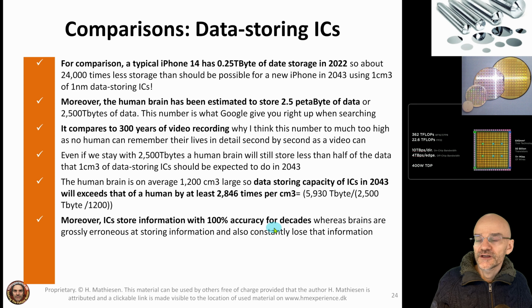And then there's the other thing about storing stuff in ICs instead of storing stuff in a brain. An IC stores information with 100% accuracy for decades. Not one bit of information is lost. Not one bit. Whereas brains are grossly erroneous at storing information. You can't remember anything exactly, but you remember stuff approximately. If you wind the film back, you never see a totally clear image, a video in front of you. You see a really blurred situation.